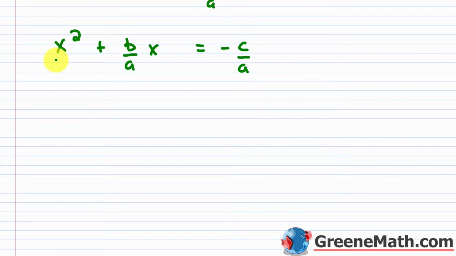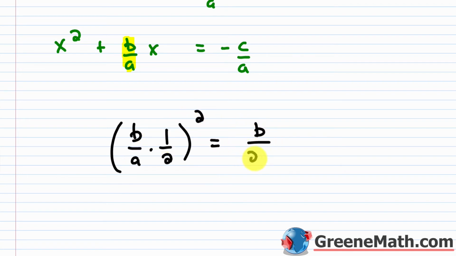All right, so now I'm at the step where I want to complete the square. So essentially I want to transform the left side into a perfect square trinomial. So I want to take the coefficient of x to the first power, which in this case is b over a, and I want to cut it in half. So that means I want to multiply it by a half, and then I want to square the result. So this just becomes b over 2a, that amount squared. So this becomes b squared over 2 squared is 4, and then a squared is just a squared.